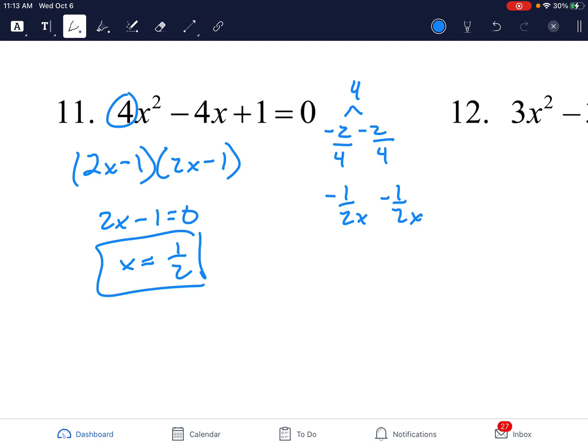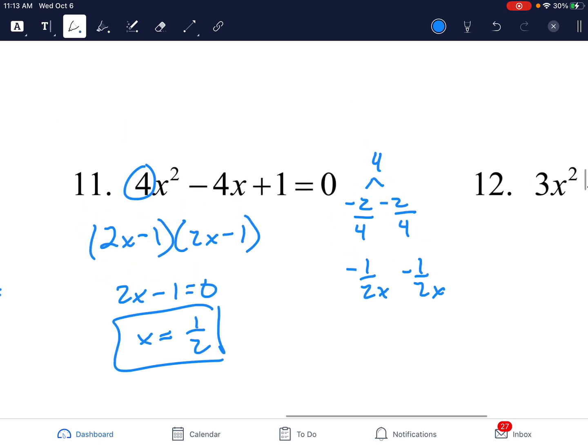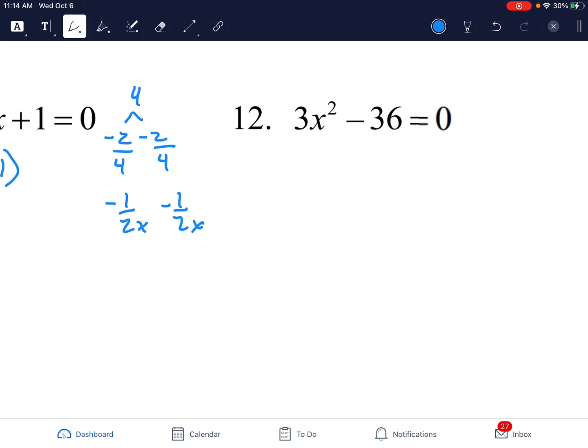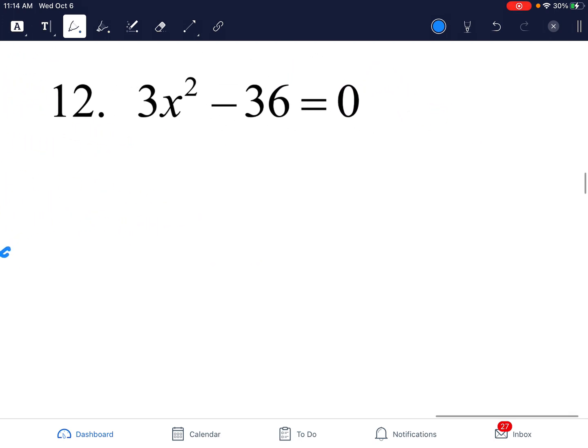Okay. What this means for a quadratic, just in general terms, is that if you were to graph this equation, it would hit the x-axis at the very vertex of the parabola, right there. That's why it only has one x-intercept, because the vertex is the x-intercept. All right. You don't really need to know that for the test, but I just wanted to show you.